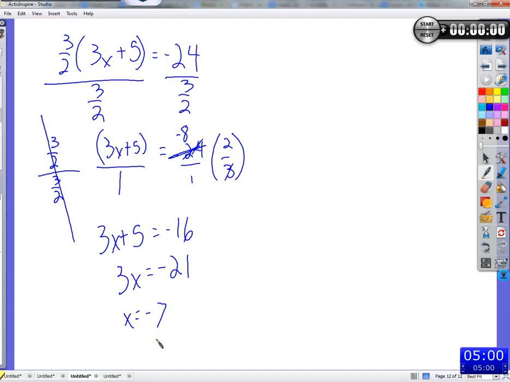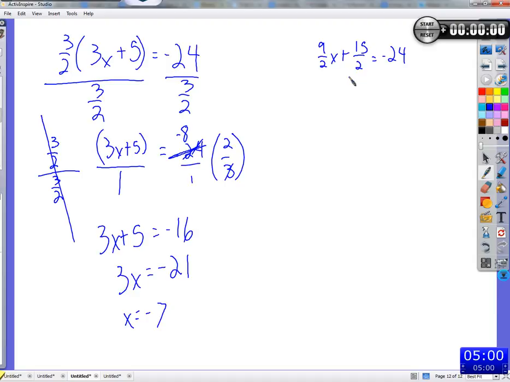Now, if we hadn't thought to divide by 3 halves, we're left with distributing the 3 halves into the parentheses. 3 halves times 3x, that's going to be 9 halves x. We distribute over here, that's going to be 15 halves, 3 halves times 5. And then we have 9 halves x plus 15 over 2 equals negative 24. Then we're going to have to subtract 15 halves on both sides, which means we're going to have to get a common denominator over here. So it's going to be negative 48 over 2 minus 15 over 2.